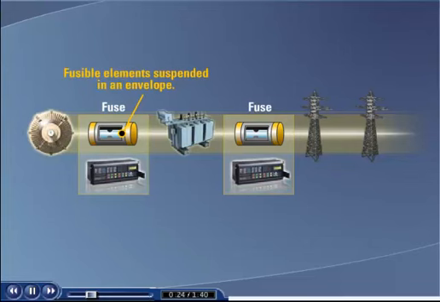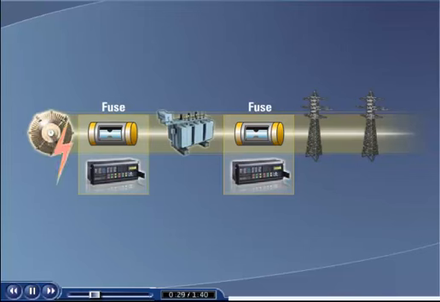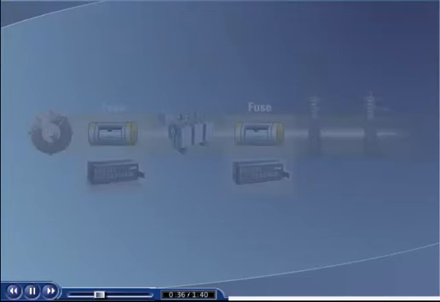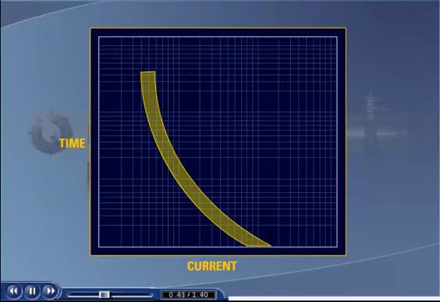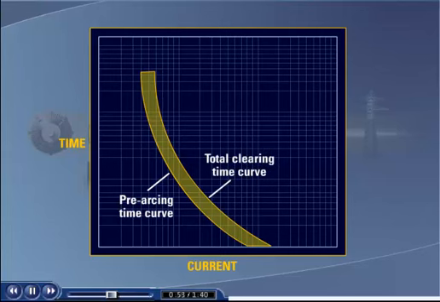They consist of one or more silver wire or ribbon elements called fusible elements suspended in an envelope. When high currents flow, the fusible element melts almost instantaneously, disconnecting the protected element. The time current characteristics of a fuse have two curves, the pre-arcing curve and the total clearing time. The pre-arcing curve is the time between the initiation of a current large enough to cause the fusible element to melt and the instant when arcing occurs, while the total clearing time is the total time elapsing from the beginning of an overcurrent to the final circuit interruption.